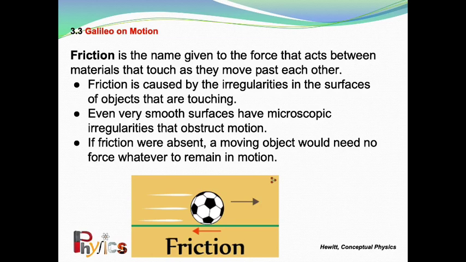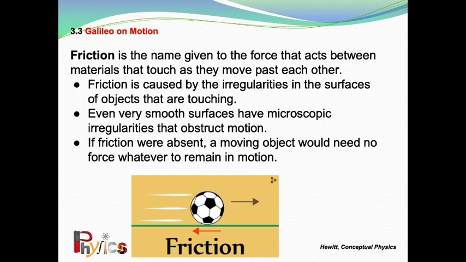So let's talk a little bit about friction. Friction is the name that we give to a force that acts between materials that touch. It's actually an electrostatic attraction and repulsion that's going on, but friction is caused by the irregularities in the surface of the objects that are touching. So think of sandpaper. Two pieces of sandpaper are going to have a lot of friction. And then something greasy and slippery is going to have low friction.